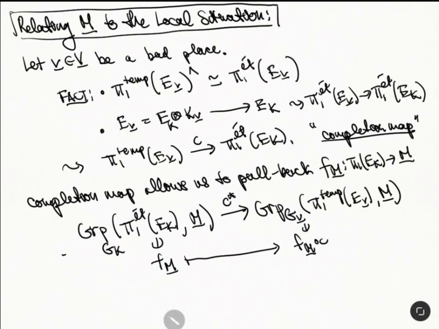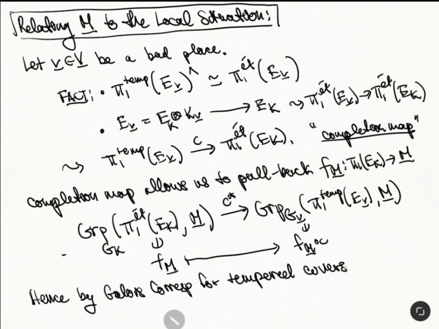All right, and so this gives us a quotient, and then by the Galois correspondence again, so hence by the Galois correspondence for tempered covers, we get some cover E V underline to E V underline, and this has a Galois group M. Okay, so we get the Galois cover at the finite level. All right, so that's how we pull things back.